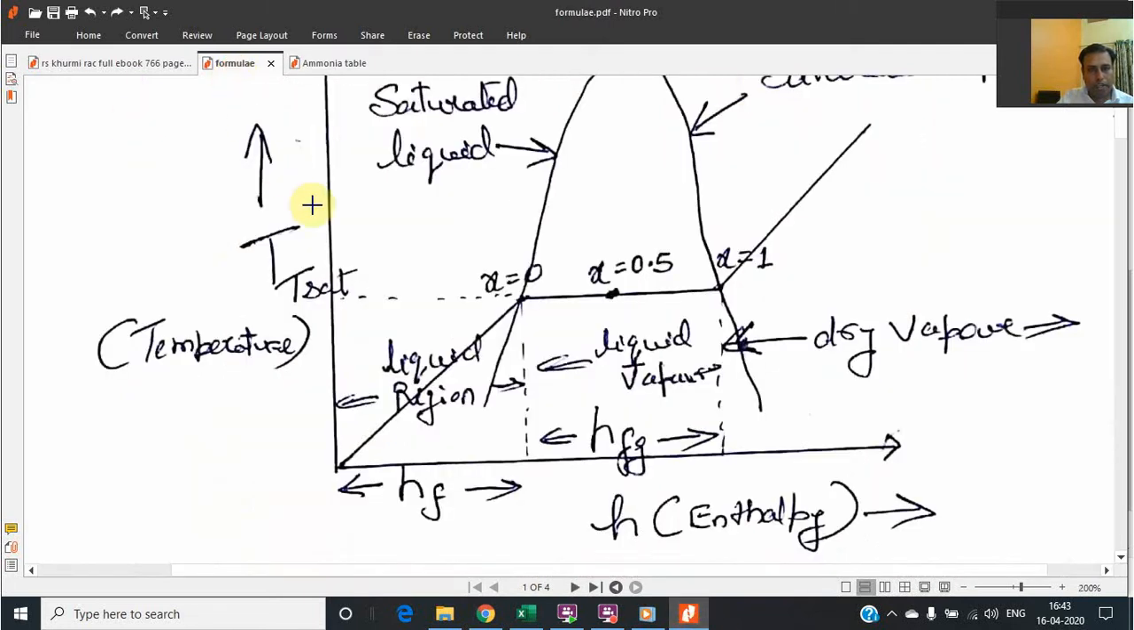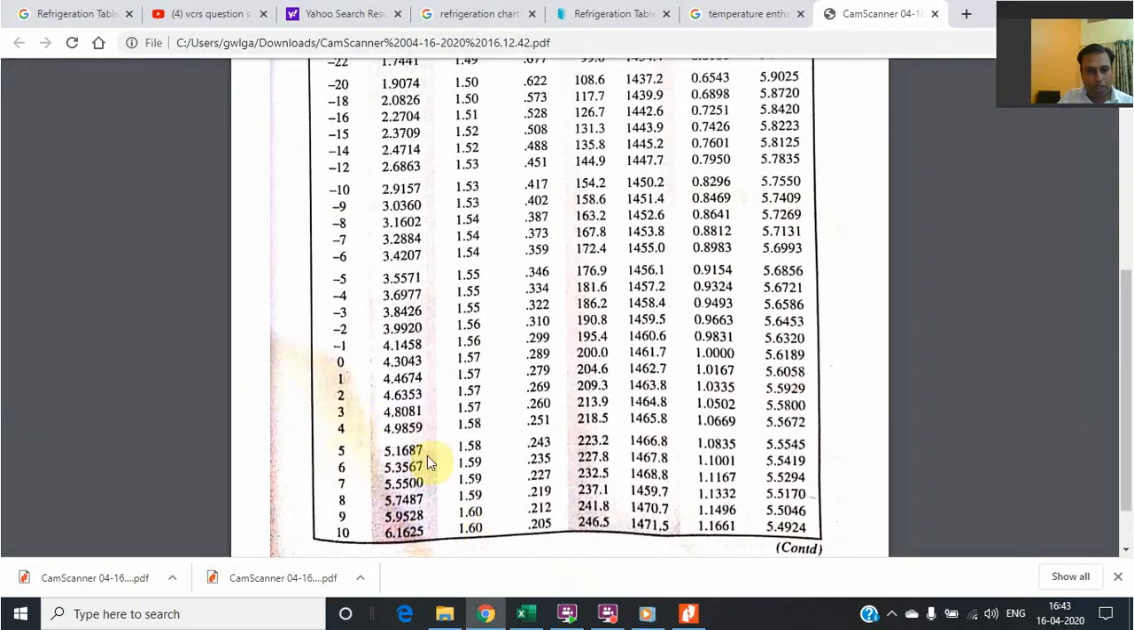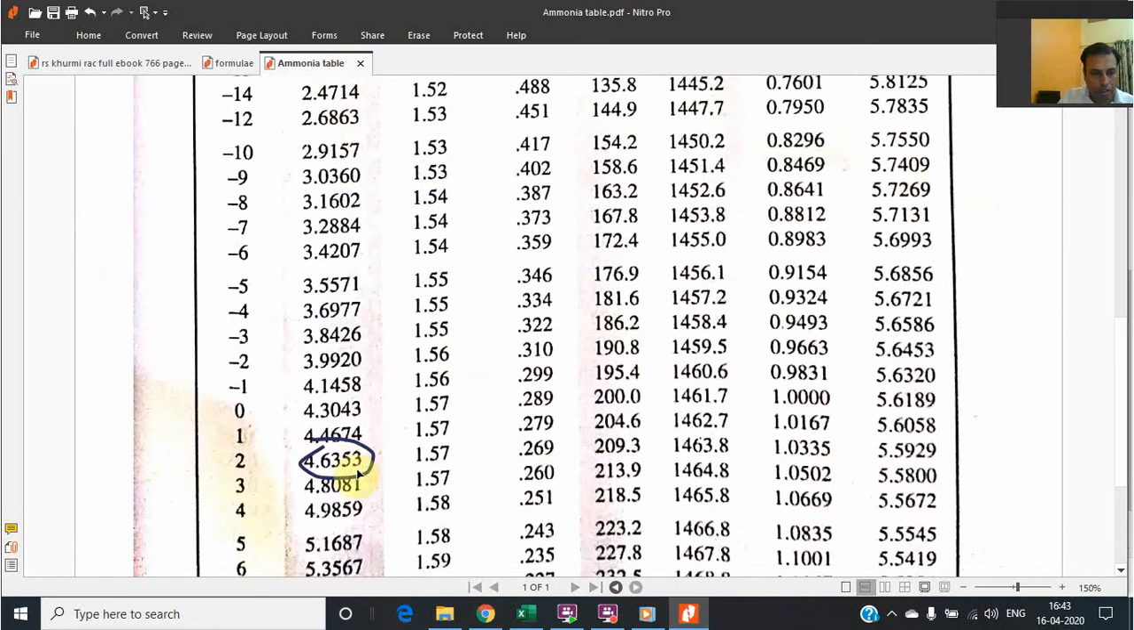At this pressure we are heating the refrigerant, and what will happen? If we heat, it will continue to increase in temperature, and it will stop at a particular temperature, and that temperature is called the saturation temperature. We can see from the table what saturation temperature they have given.